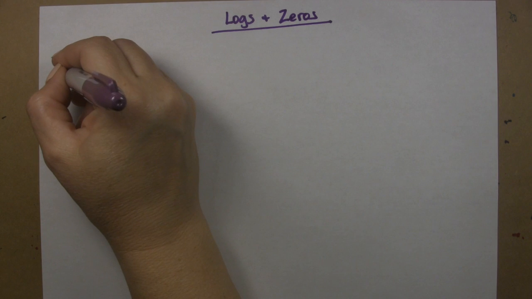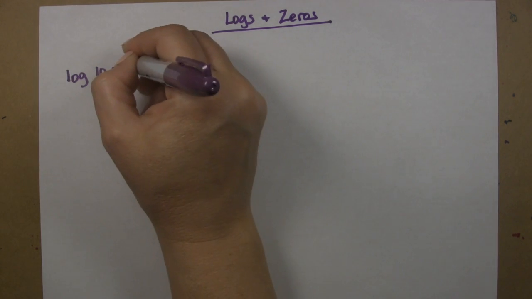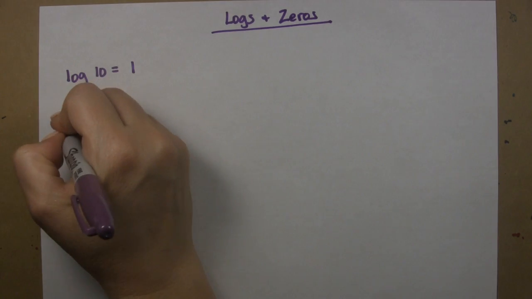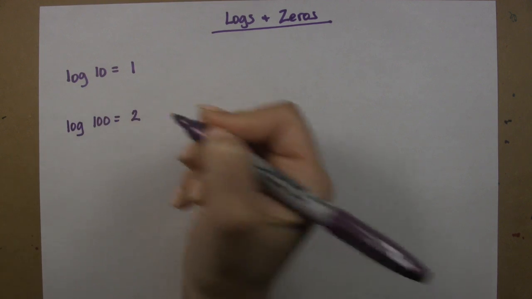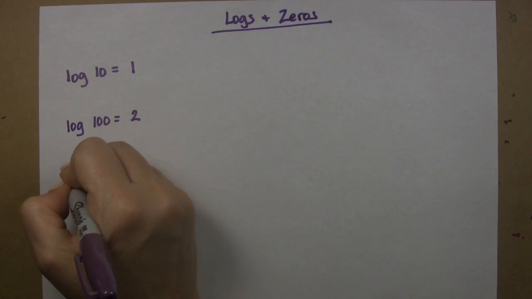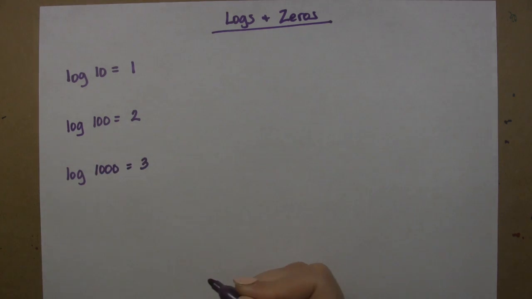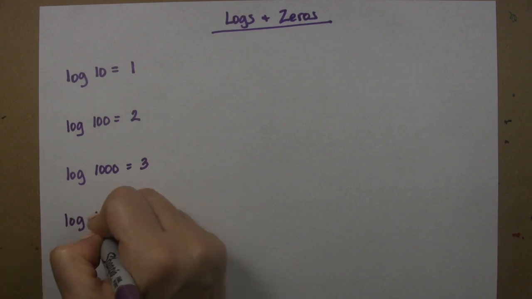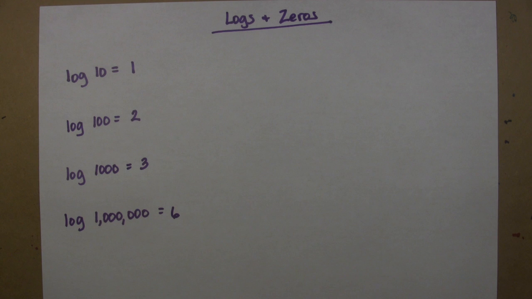I'm going to write down a couple of true equations for you and see if you can figure out the pattern. The log of 10 is 1. The log of 100 is 2. The log of 1,000 is 3. The log of 1,000,000 is 6. Do you see a pattern here?